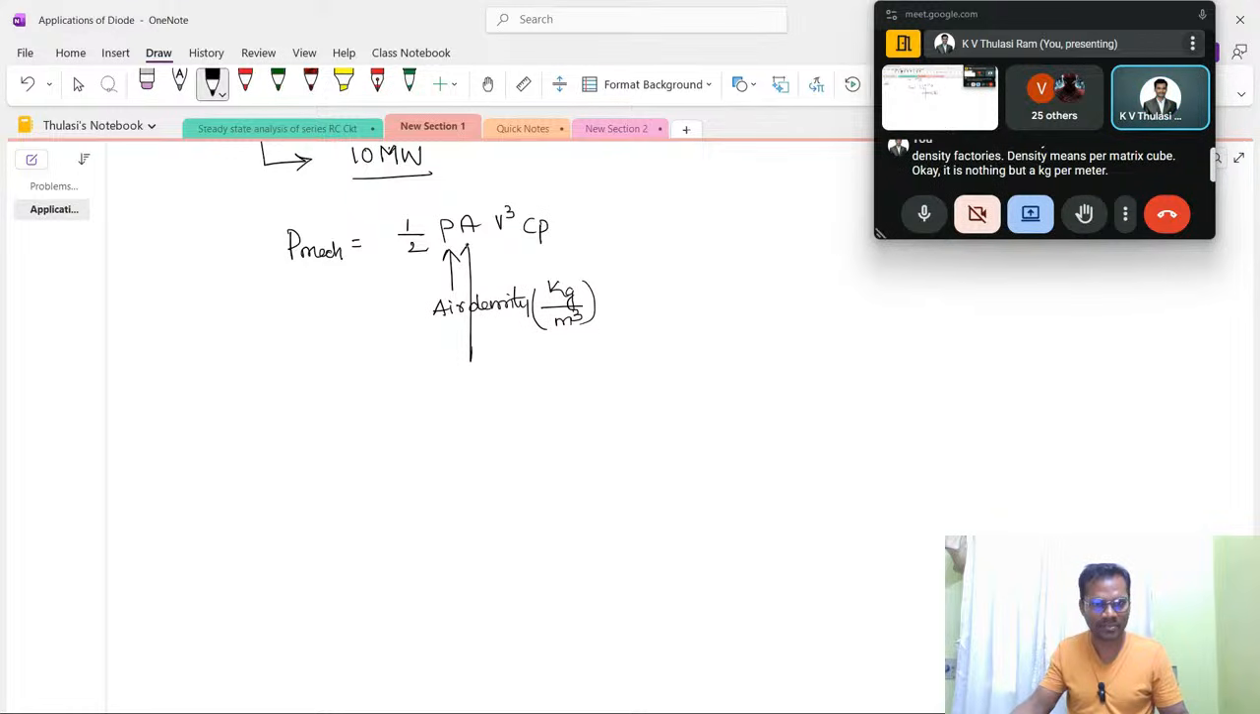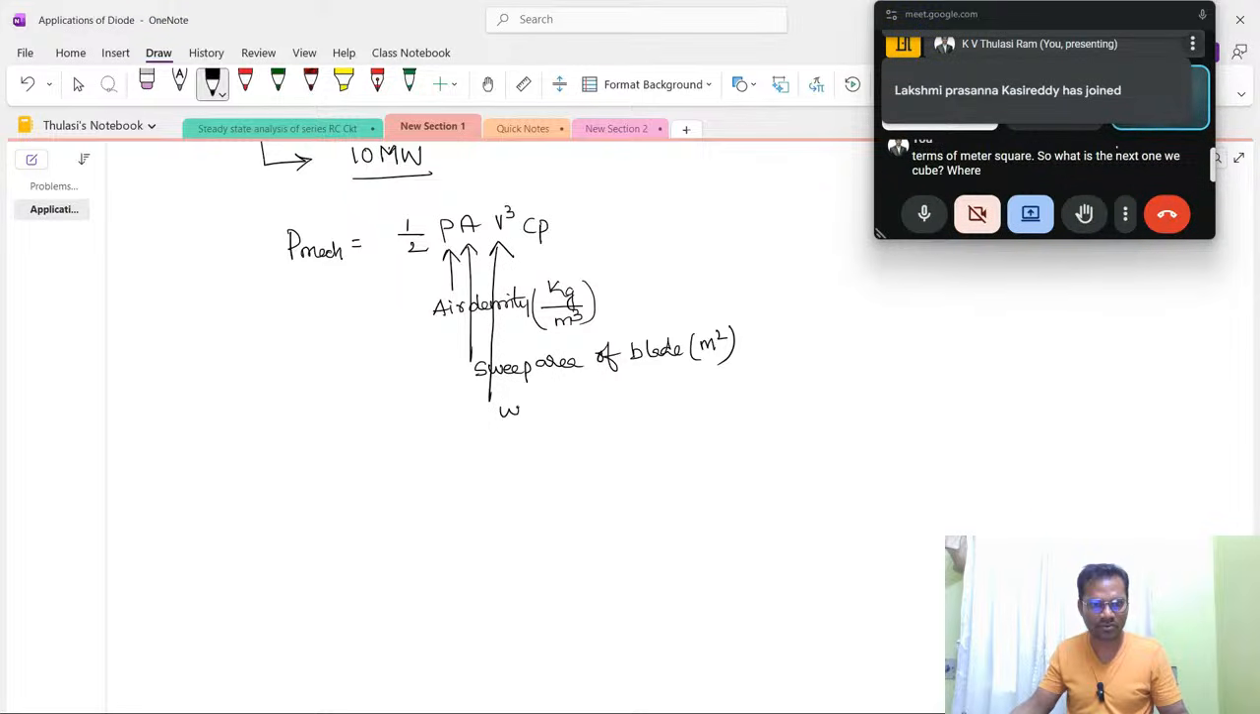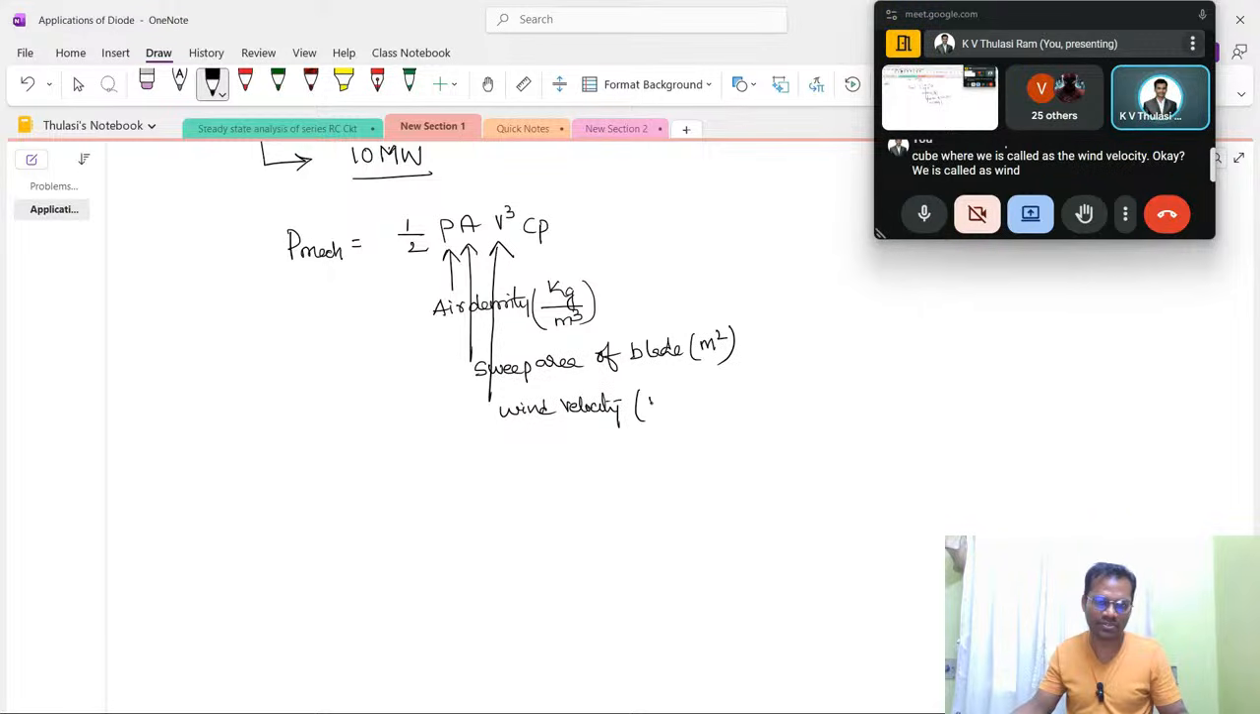And coming to the A, what is meant by A? A is called the sweep area of our blade. It is expressed in terms of meter square. So what is the next one? V cube, where V is called the wind velocity. The units of velocity is meters per second.